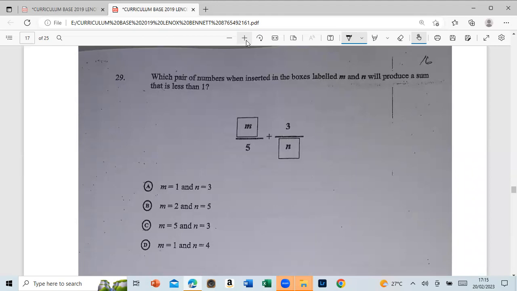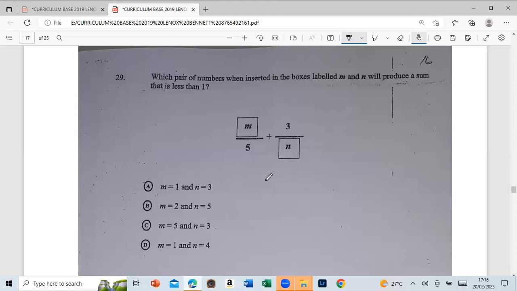Alright, let's go. Which pair of numbers, when inserted in the boxes below, labeled M and N, will produce a sum that is less than 1? So this looks like trial and error. It says that when you add the two numbers, whatever you choose, the sum should be less than 1. So it's not going to be greater than 1. Let's go, let's go, let's go. Hit the like button. What will be the answer for that?